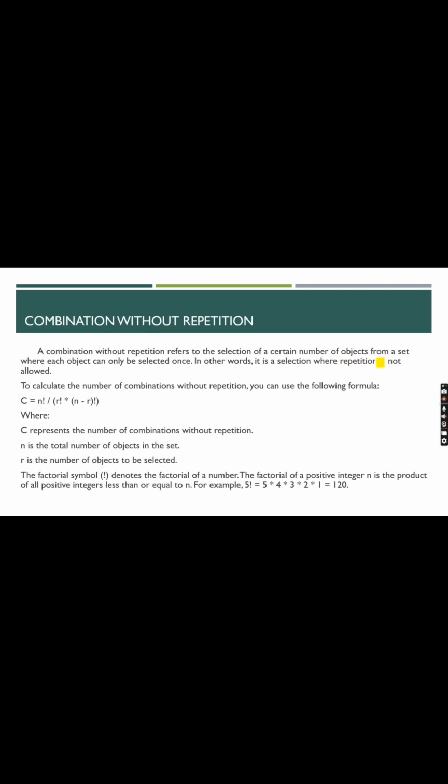Remember guys, repetition is not allowed. To calculate the number of combinations without repetition, you can use the following formula. C equals n factorial over r factorial times (n minus r) factorial, where C represents the number of combinations without repetition. N is the total number of objects in the set. R is the number of objects to be selected.